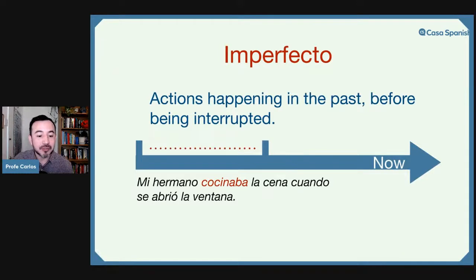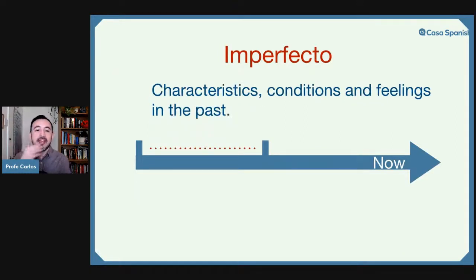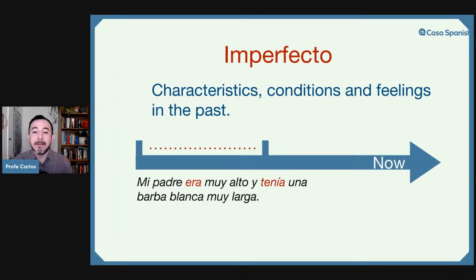Número tres, use number three. Characteristics, conditions, and feelings in the past. Ejemplo, mi padre era muy alto y tenía una barba blanca muy larga. So we have two imperfects here. Mi padre era, was, muy alto, y tenía, and he had a very long white beard. So when we're talking about characteristics, physical characteristics, but it could also be emotional characteristics, we always use imperfect.